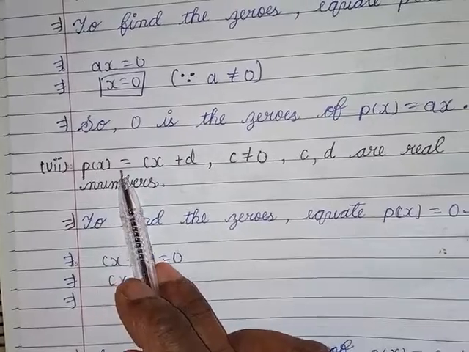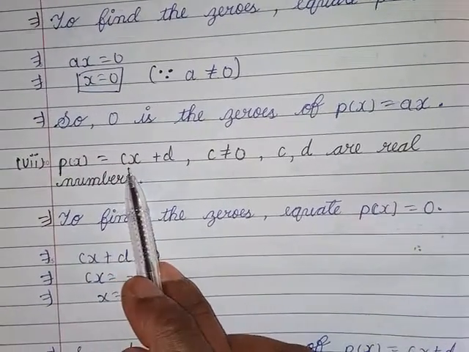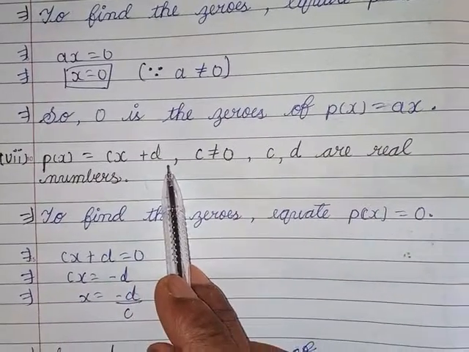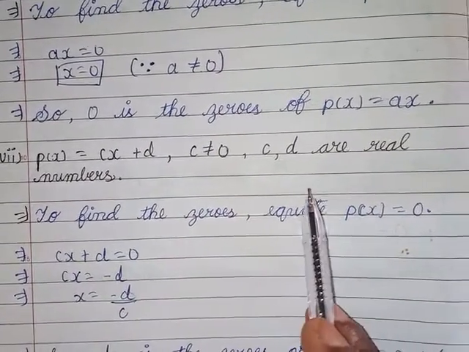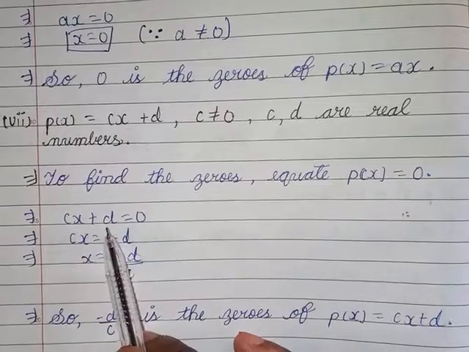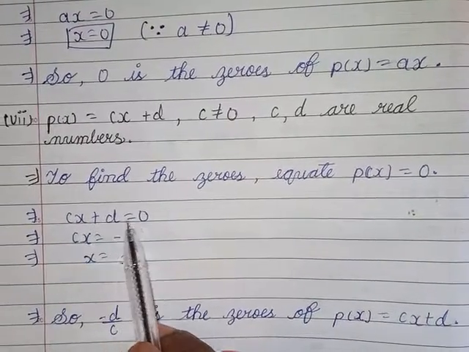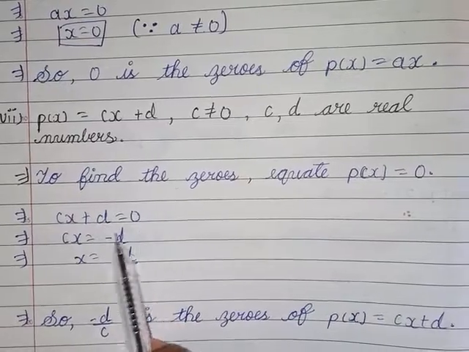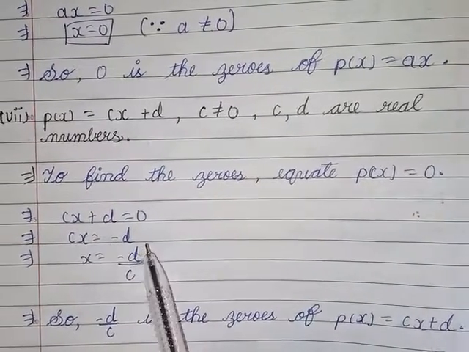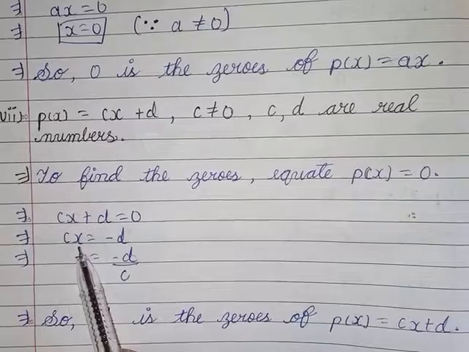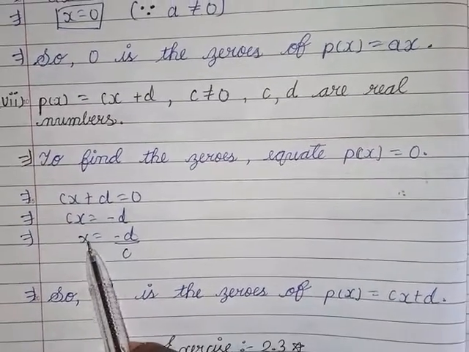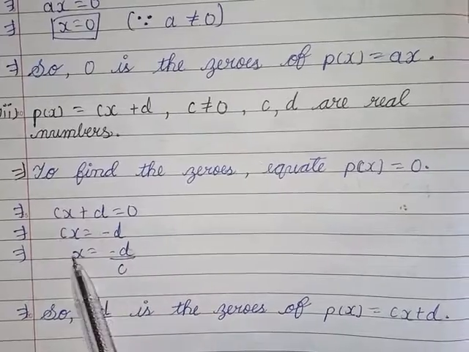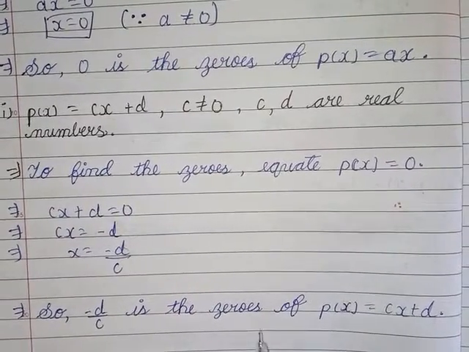Now find out the zeros of p(x) is equal to cx plus d. To find the zero, equate it to 0. So cx plus d is equal to 0. So plus d will move to the other side, so it will become minus. So cx is equal to minus d. And what is the relation of x and c? It is multiplication. So c will go into division. So x is equal to minus d by c. So minus d by c is the zero of p(x).